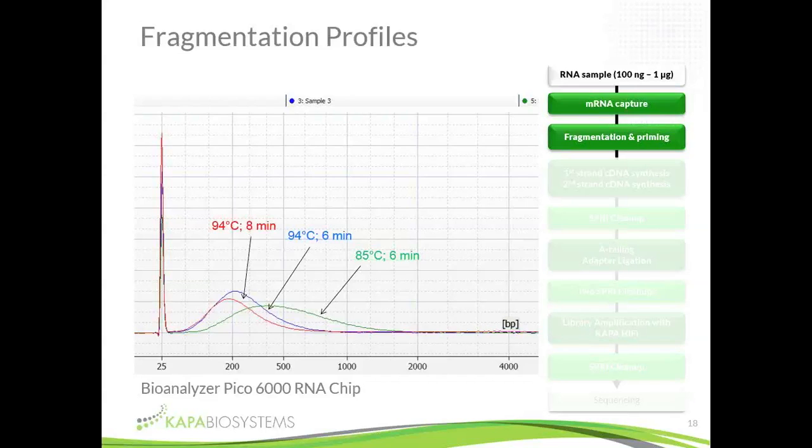The red trace shows the profile after shearing for 8 minutes at 94 degrees. With this incubation, we are obtaining a mode size slightly smaller than 200 base pairs. The blue trace shows the profile after shearing for 6 minutes at 94 degrees. This incubation step yields a mode size slightly larger than 200 base pairs. Lastly, the green trace shows the profile after shearing for 6 minutes at 85 degrees. This yields a slightly broader peak size with a mode at around 400 base pairs.